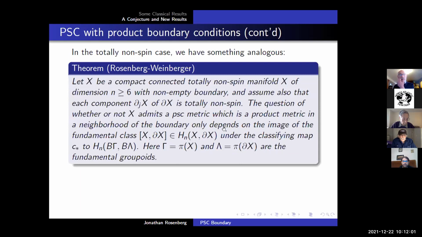And there's also something analogous in the totally non-spin case. So suppose X is totally non-spin and each boundary component is also totally non-spin. Then exactly the same thing holds, except you use just ordinary homology. Okay, so you just need to ask, where does the fundamental class of X go in Hn of B gamma rel B lambda, where gamma and lambda are the fundamental groupoids of X and its boundary.